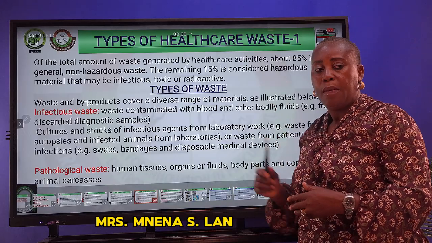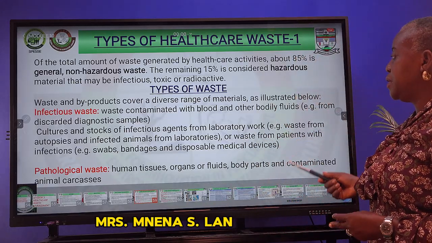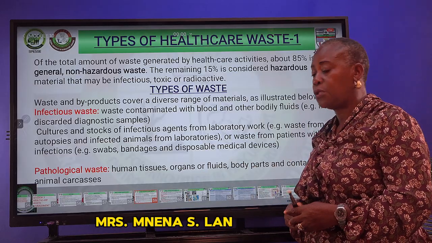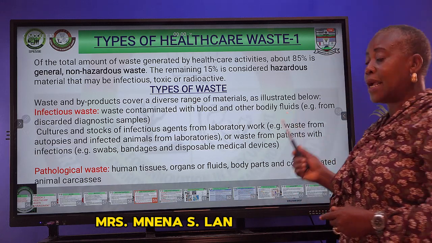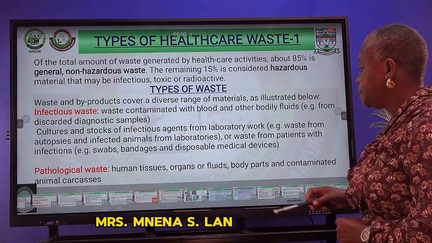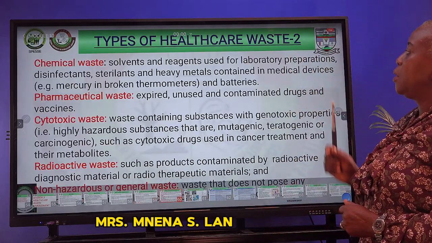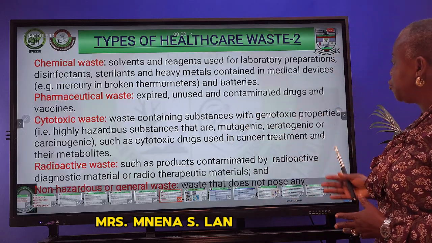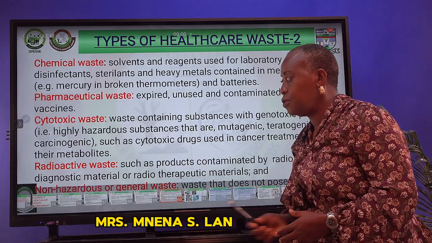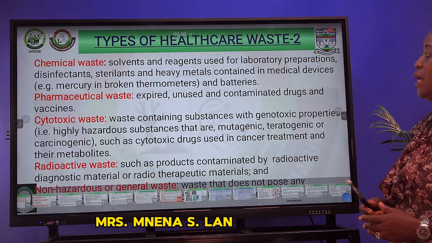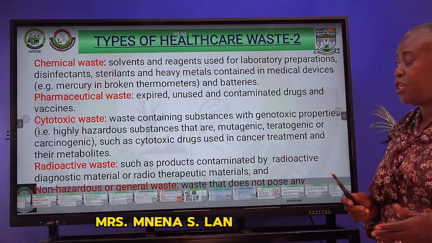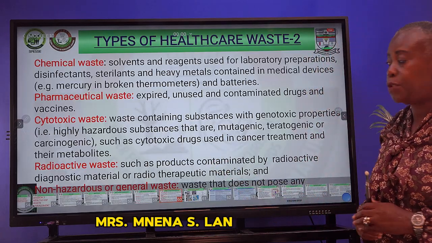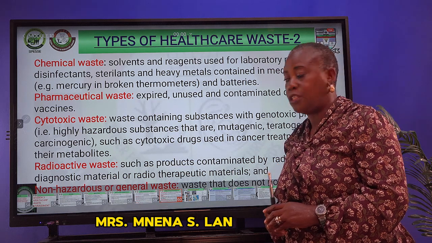This could be swabs, bandages, or disposable materials from animals or from patients. And then we have the pathological waste, which are human tissues, organs, or fluids, or body parts, or carcasses of animals used in research. Then we have the chemical waste, which are the solvents used. We have the pharmaceutical waste, which could be expired, used or adulterated drugs and vaccines. We have the cytotoxic waste, containing genotoxic or highly hazardous substances that can cause mutation or carcinogenicity. Oftentimes, these are substances used in the treatment of cancer or the metabolites of these substances.